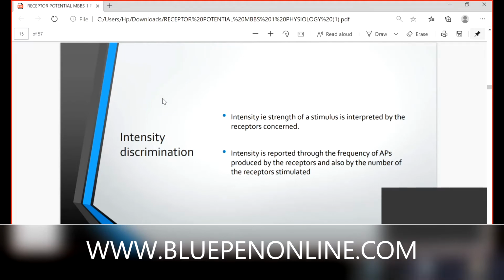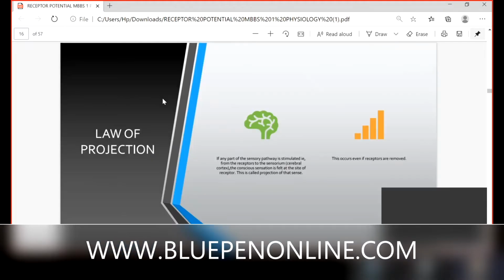Now the next one is the law of projection. If any part of the sensory pathway, from the stimulus, there is a nerve pathway connecting to the central nervous system, isn't it? So, usually the receptors are stimulated, but if instead of the receptors, anywhere in the pathway is stimulated, then the conscious sensation is felt at the site of the receptor.